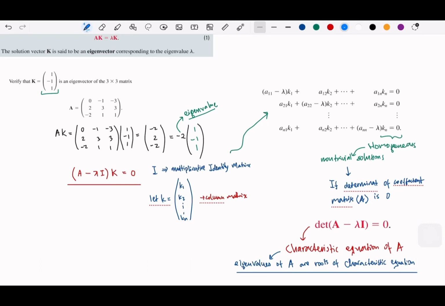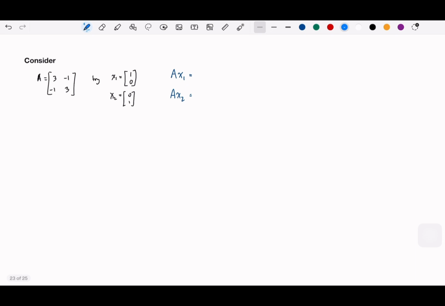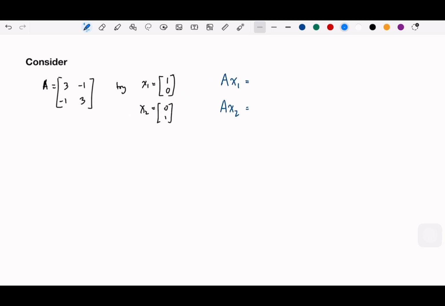For today's class, I would like to just finish some subtopics regarding the eigenvalues and eigenvectors. And before we start with some examples on what eigenvalues and eigenvectors actually are, let me give you an analogy. So let's consider a 2 by 2 matrix.